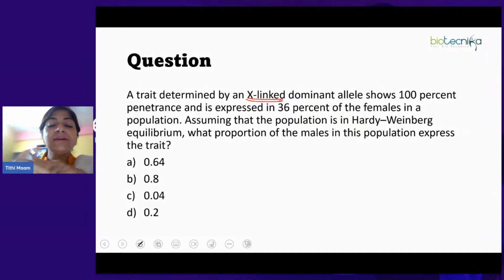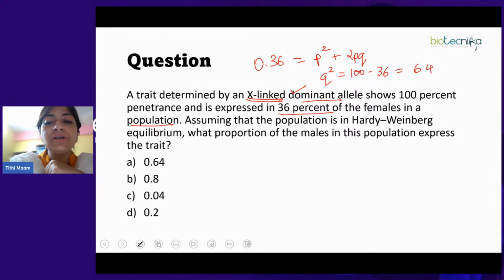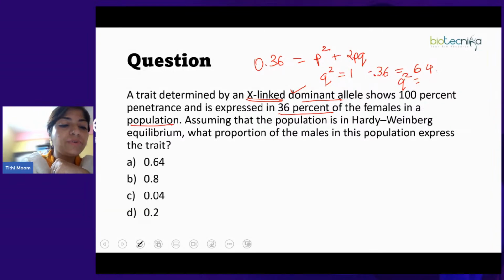So this question says that 36% of the females in the population express the X-linked dominant allele. So what is this 36%? 36% or 0.36 is p square plus 2pq, because here we are talking about a dominant allele, right? So how much will be q square? q square will be 100 minus 36. Do you all agree? 64. Or write it like this, because we are writing q square, which is a proportion: 1 minus 0.36, so it will be 0.64. So if q square is equal to 0.64, what will be the value of q? q's value will be equal to 0.8.